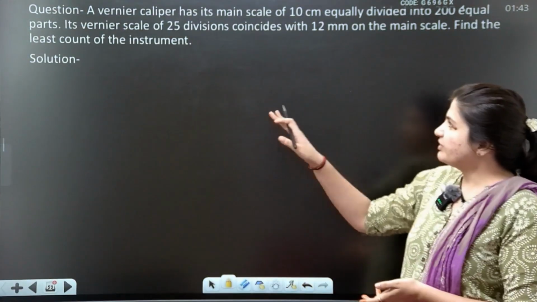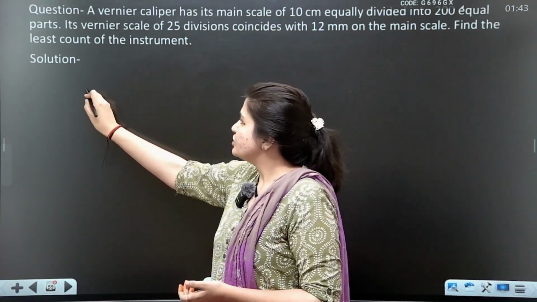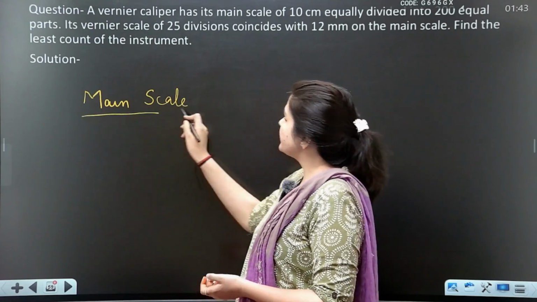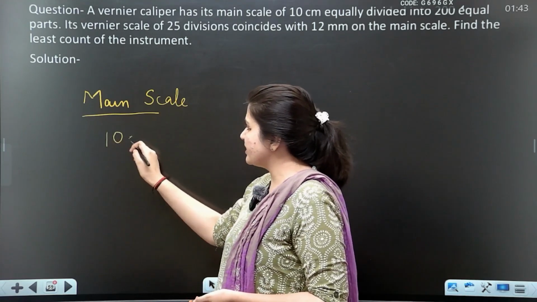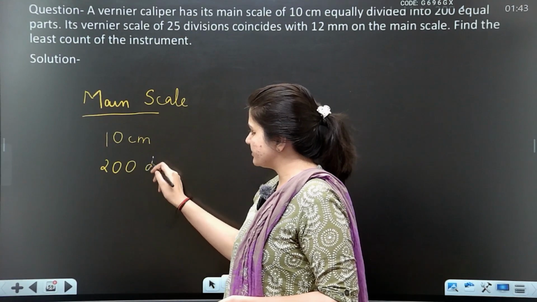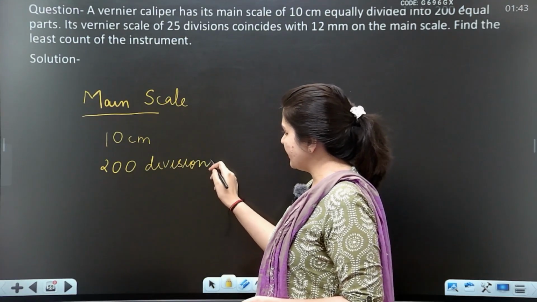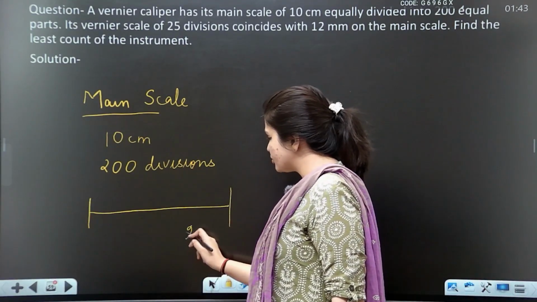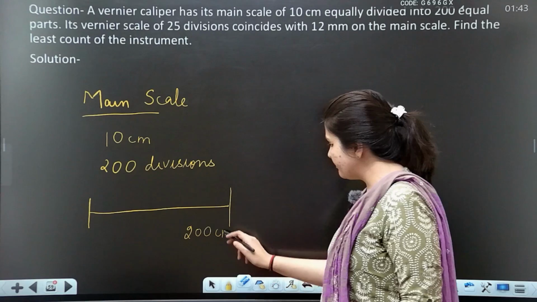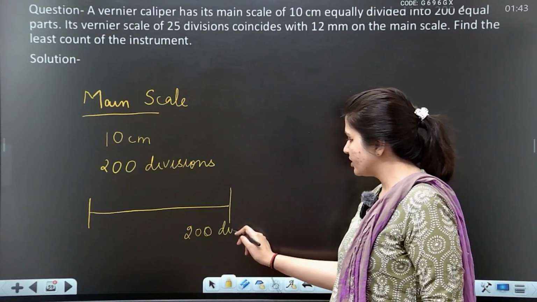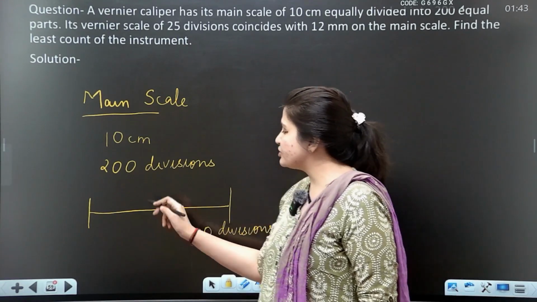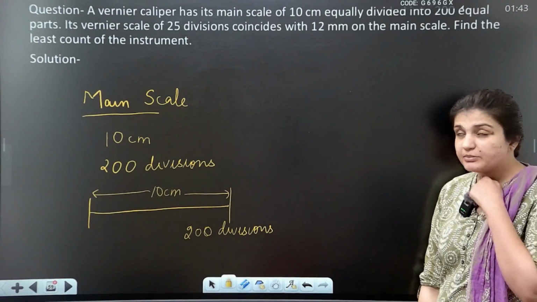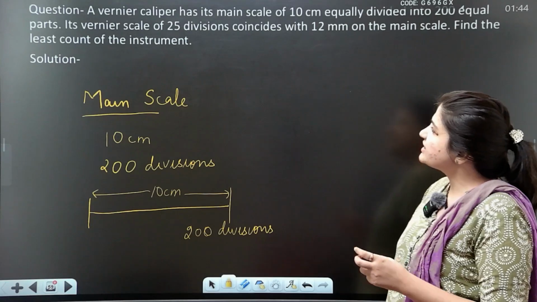The vernier caliper has a main scale. In the main scale we have a length of 10 centimeter and we have 200 divisions. So in the main scale we have 200 divisions, and these 200 divisions are measuring a length of 10 centimeter.